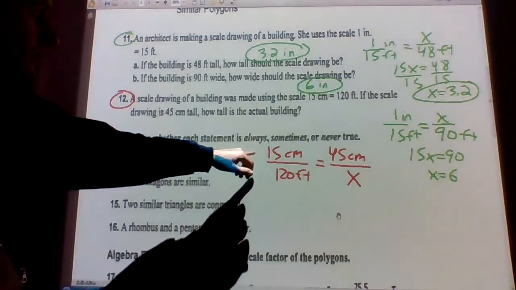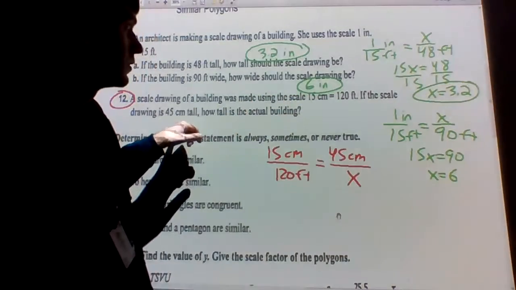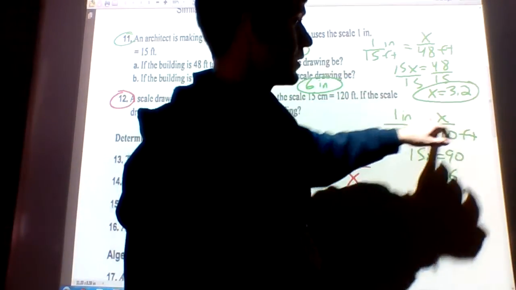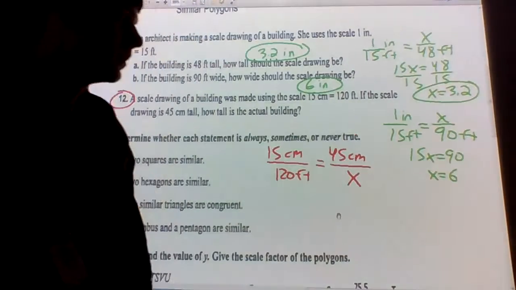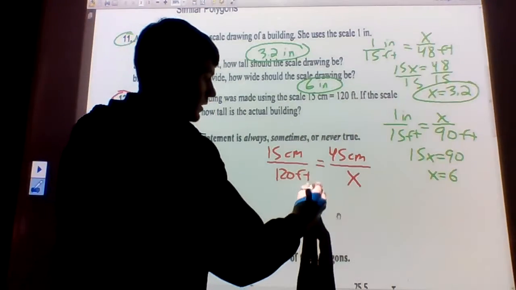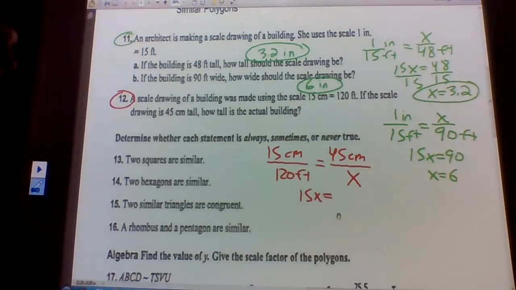Okay, you could also have done 15 over 45 equals 120 over x. For this one, you could have done 1 over x is 15 over 48. 1 over x is 15 over 90. Those proportions would have worked too. But here, if we cross multiply, we're going to get 15x. Let's just go to the calculator on this one.